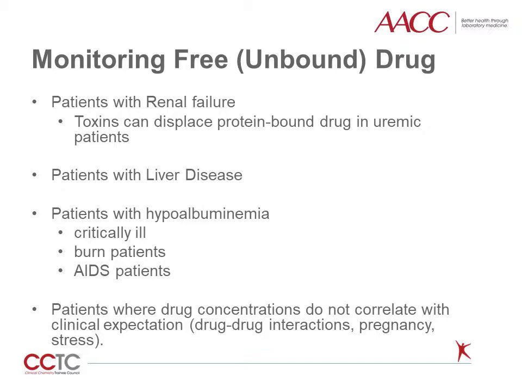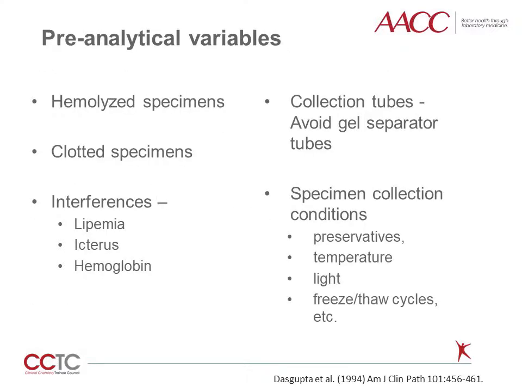TDM for free unbound drugs should be performed for drugs that are highly protein bound, greater than 80% to plasma proteins, especially in patients with renal failure, liver disease, patients with low albumin concentrations, and for patients in which the drug concentration does not correlate with clinical expectation. For TDM to be effective, the drug concentration must be accurate and precise.